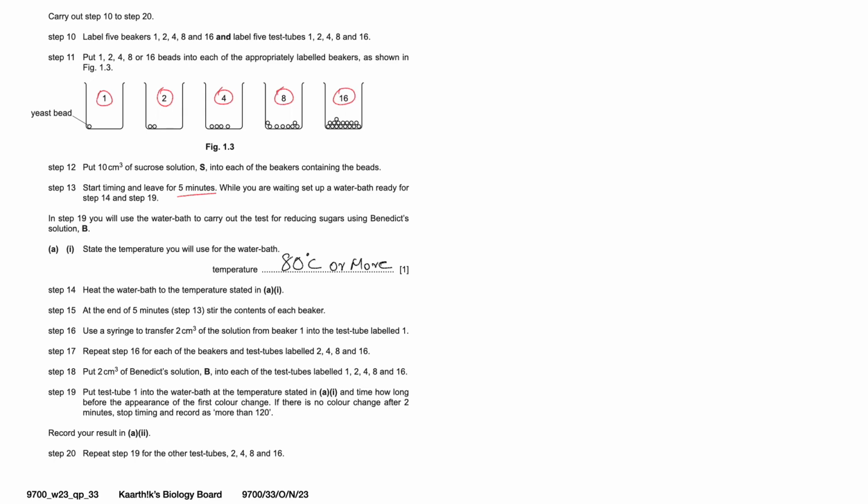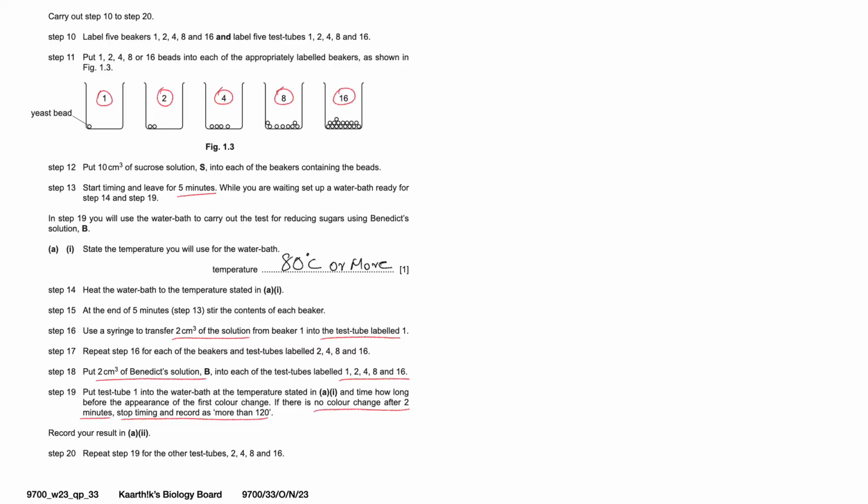Then at the end of 5 minutes, stir the contents of each beaker. Then we are going to use a syringe to transfer 2 cm³ of solution from beaker 1 into the test tube labeled 1, and we are going to repeat this step for the other beakers, which contain 2, 4, 8 and 16 beads, in the same way. So taking 2 cm³ of the solution from the beaker and adding it to the respectively labeled test tubes.